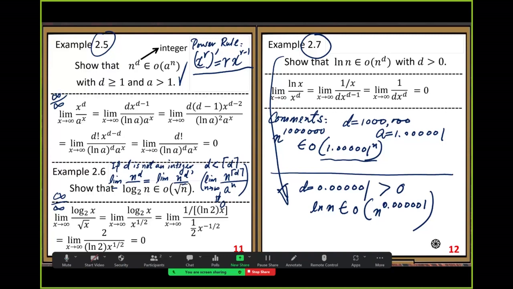So we finish module 2. Then we start our new module, module 3.